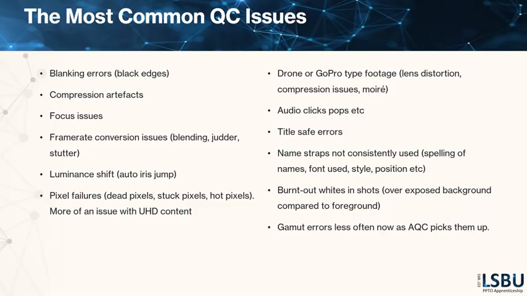So I think that's where the idea of pixel failures comes in. But essentially you're looking for any kind of dropout that appears on screen. Drone or GoPro type of footage inherently often has a lot of compression issues or lens distortion, it's lower quality. That comes down to a contextual decision, whether it's good enough to include.